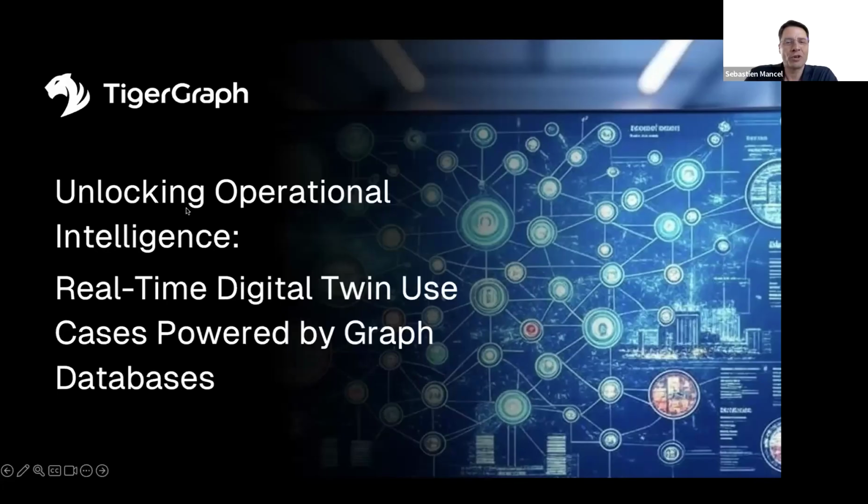We're going to explore how organizations can unlock operational intelligence using real-time digital twins powered by graph databases. So we'll cover what a digital twin is, why graph technology is uniquely suited to enable them, and then we'll walk through several real-world examples showing how enterprises are using these capabilities today to drive efficiency, resilience, and proactive decision-making.